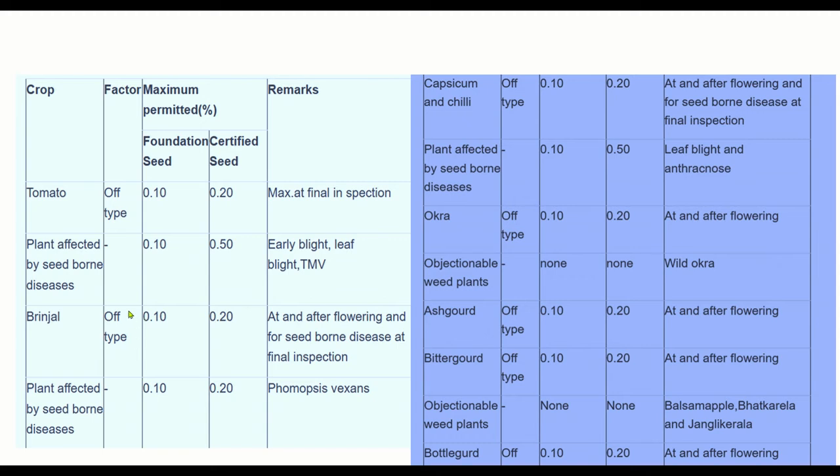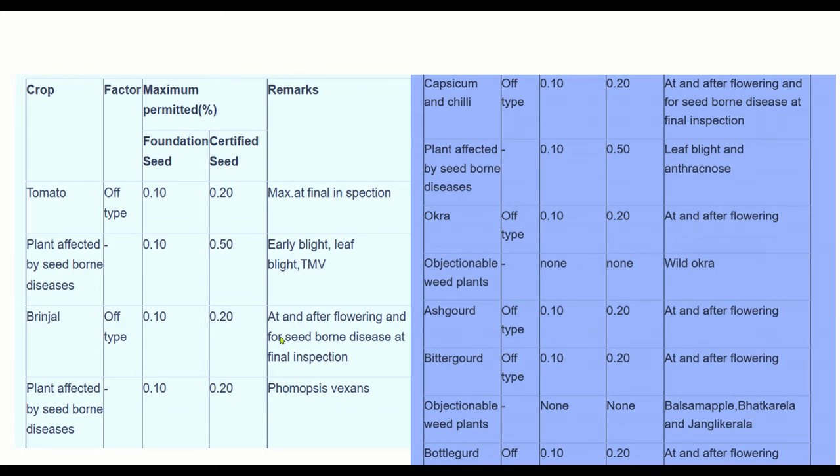The off-type limit we have to cut down to 0.1% at the max, and 0.2% at the max for certified seeds as well. The off type has to be removed at and after flowering, and for seed-borne disease at final inspection. The field seed inspector usually comes about four times in the cropping season to check.